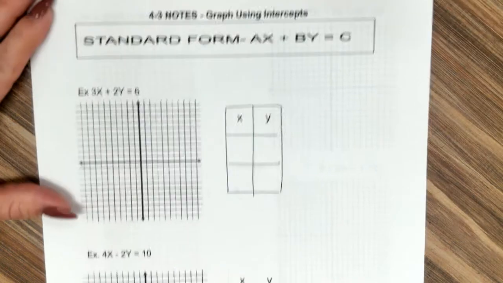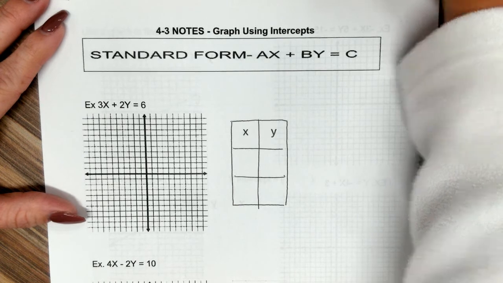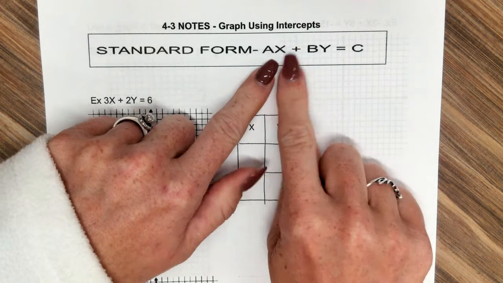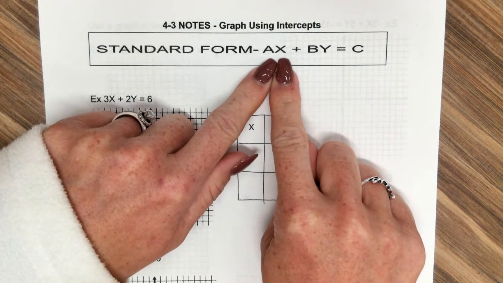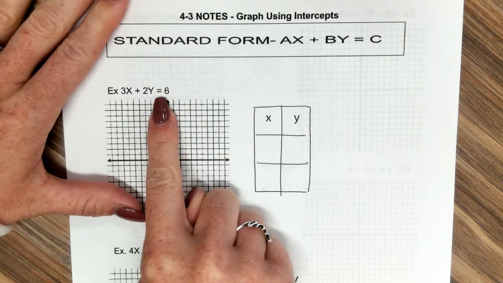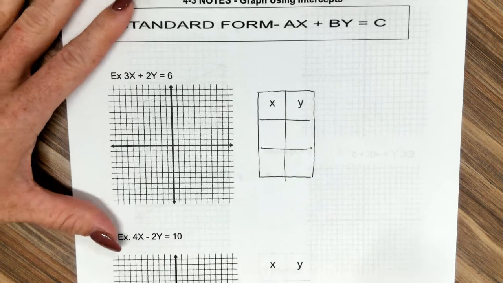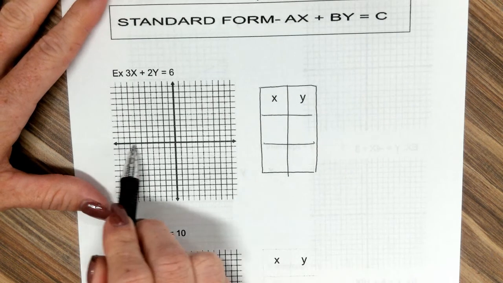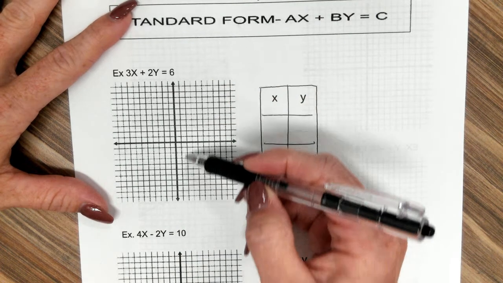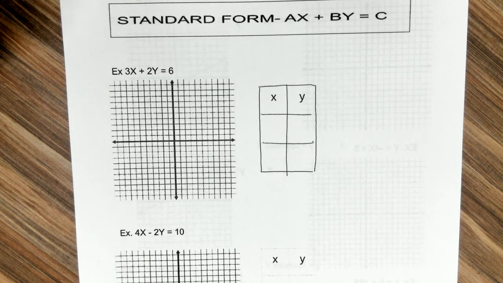All right, so to restate, today we are going to graph in standard form using intercepts. Standard form is very different than y equals mx plus b. It's ax plus by equals c. If it is in standard form, you're going to graph using intercepts. The x-intercept is where the line crosses the x-axis, and the y-intercept is where the line crosses the y-axis. So you're going to solve for both the intercepts.